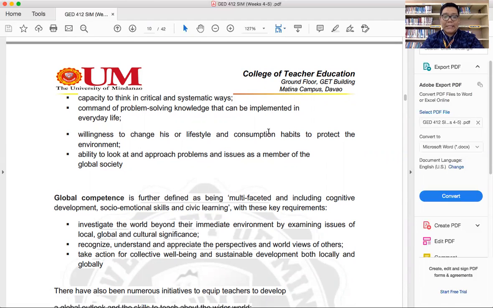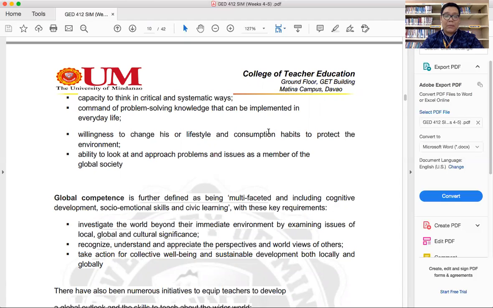Global competence is further defined as being multifaceted and including cognitive development, social emotional skills, and civic learning with the following key requirements. First one, investigate the world beyond the immediate environment by examining issues of local, global, and cultural significance. That is why when you examine issues, you do not examine it in a shallow way. You do not only see what is obvious, you also need to investigate further so that you will really have a full understanding of what's happening around us.